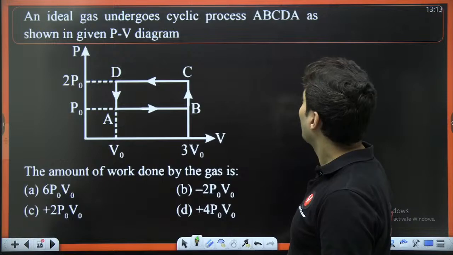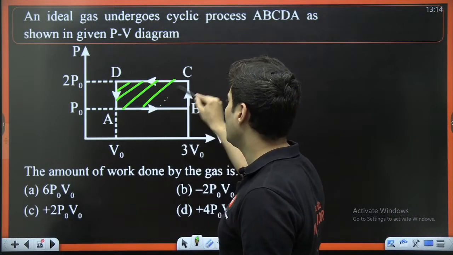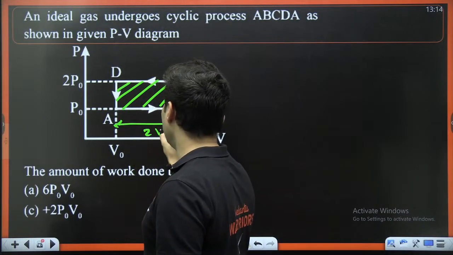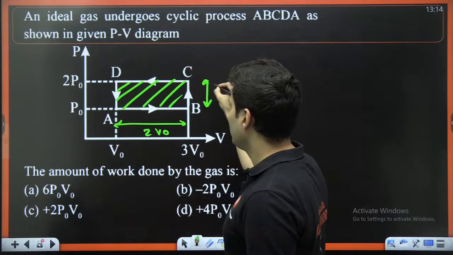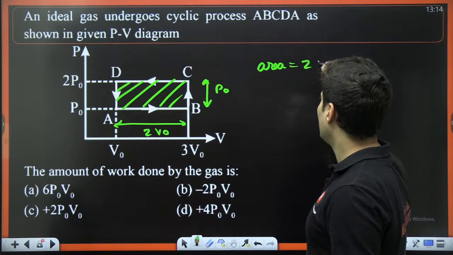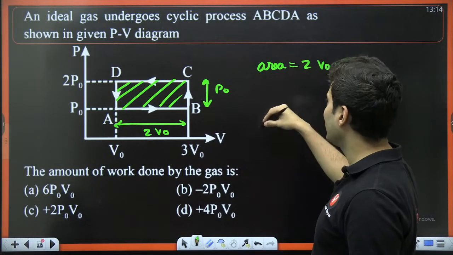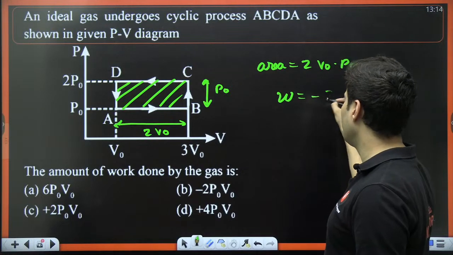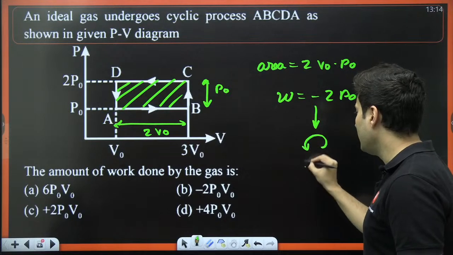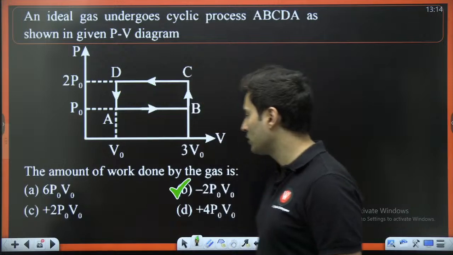So what do we need to do? We just need to find the area, right? How much is this? This is basically 2V0. How much is this? This is basically P0. So how much is the area? It is 2V0 into P0, and it is anti-clockwise. So the work done will be negative 2P0V0. This negative is because it is anti-clockwise.